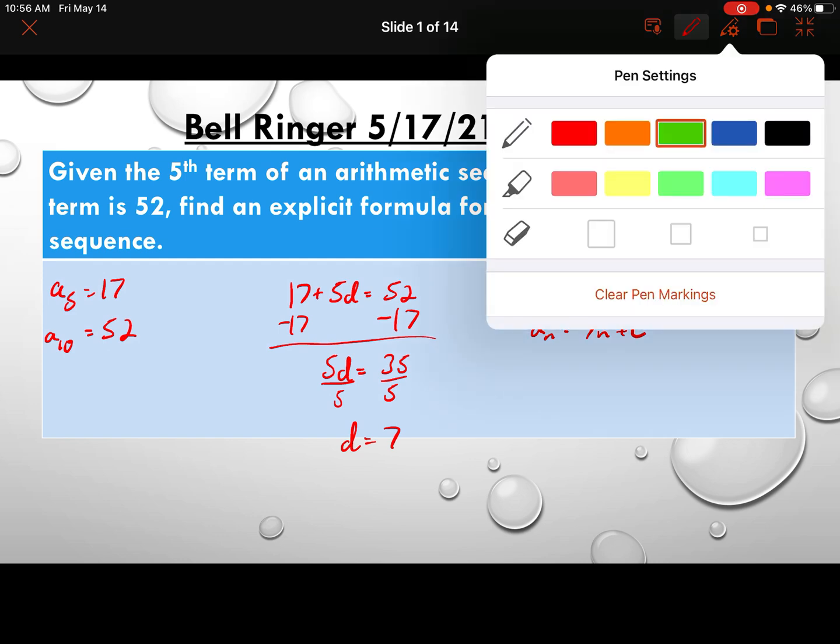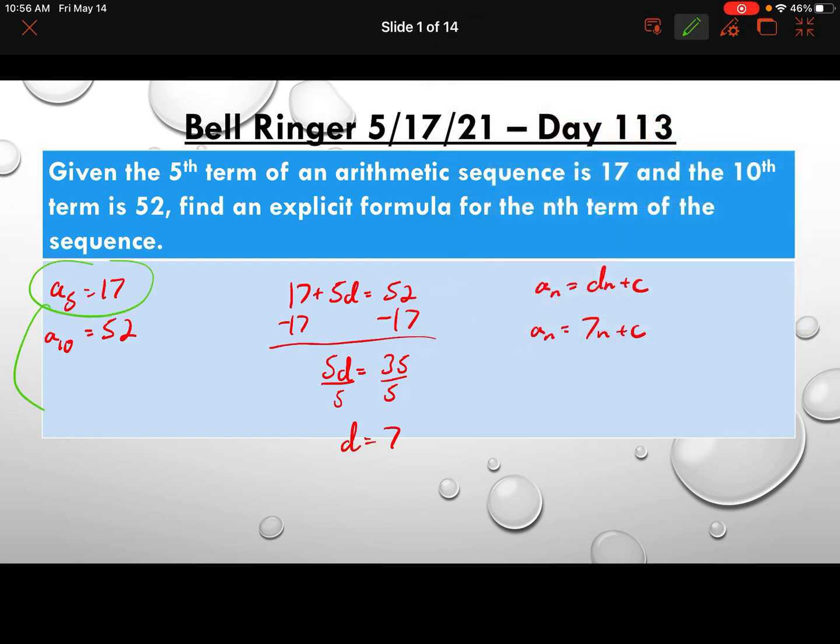One way in which we can do that is to use one of these terms to figure out what the c value is equal to. If a sub 5 is equal to 17, that means 17 must be equal to 7 times 5, because n is equal to 5 for a sub 5, plus c. So we have 17 is equal to 35 plus c, which means if we subtract 35 from both sides, c is equal to negative 18. So our explicit formula for this arithmetic sequence is 7n minus 18. That is what you should have gotten. We can easily test it out. If we plug in 10, do we get 52? We do get 52, so that means we did it correctly.